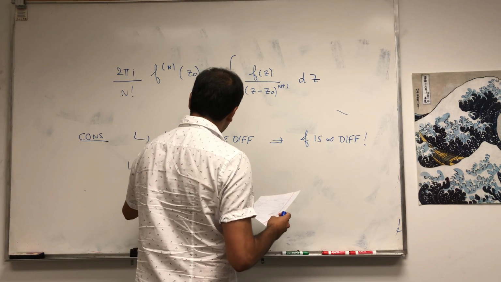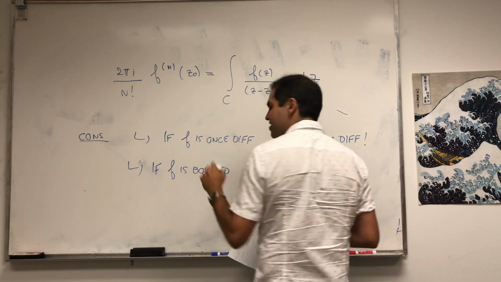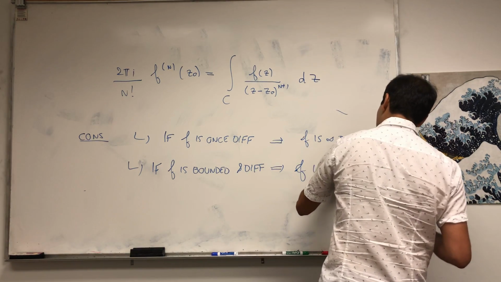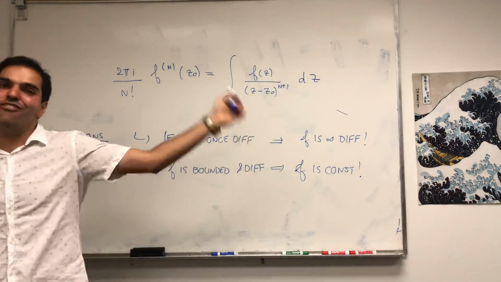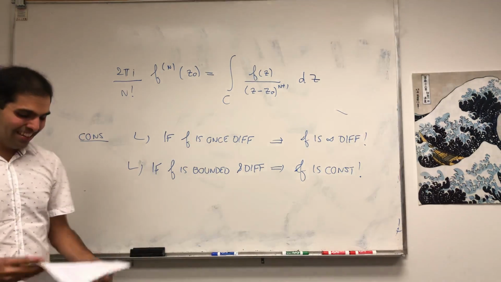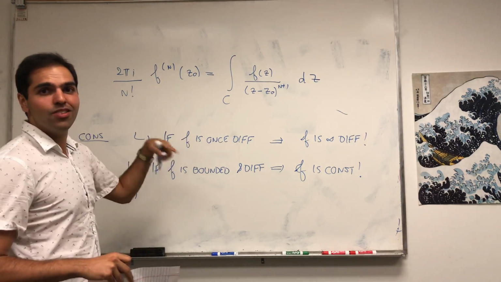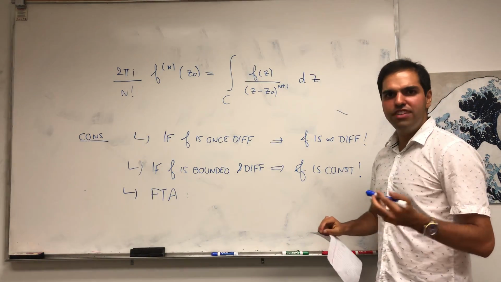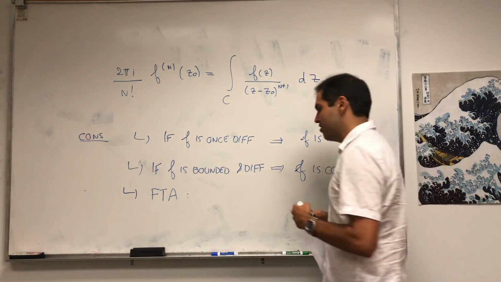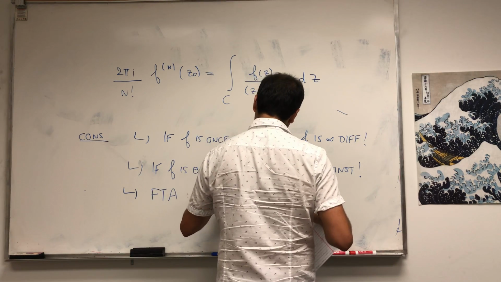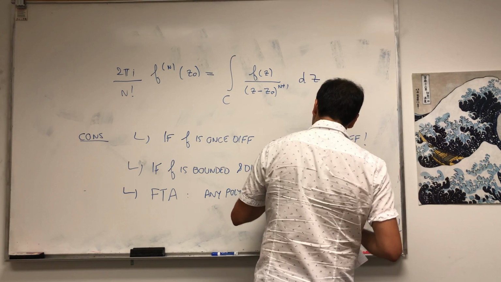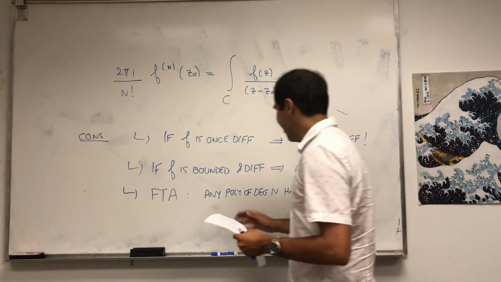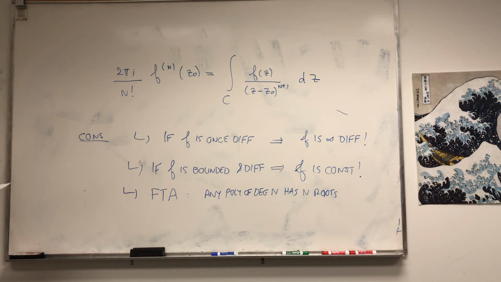And moreover, here's another nice property. If f is bounded, so if its absolute value is less than or equal to c, and differentiable, then it's constant. So in other words, differentiable functions have to blow up at infinity usually. Wow. And not only that, you can also use this to prove the fundamental theorem of algebra, which says that any polynomial of degree n, with n greater or equal to 1, has n roots, again up to multiplicity. Wow. That's impressive.